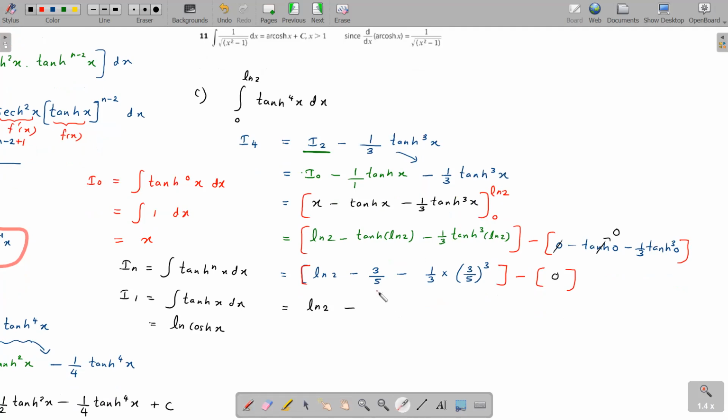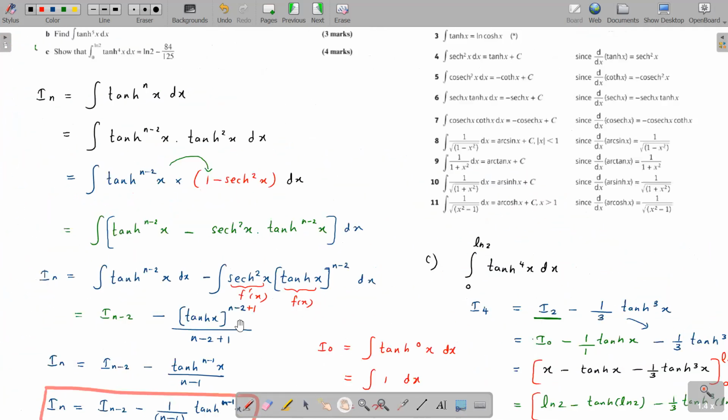And now simplify this. What do we get? 3 over 5 minus 1 over 3 into 1 over 3 times 27 over 125. Final answer? Yeah. So we should get the show that. Are we getting the show that?